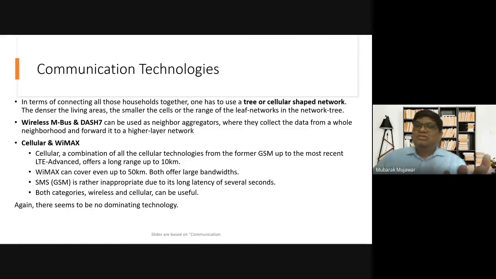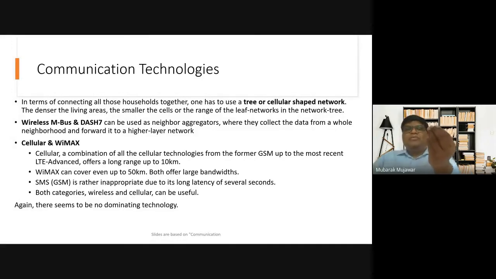Now, cellular technologies, as we know, are a combination of all cellular technologies, right from GSM to 5G, which is coming in the next few months to India. And it can have a long range of up to 10 kilometers. For example, 3G and 4G technologies have very long range. 5G technology may have limited range, but it can be mitigated. WiMAX technology can cover up to 50 kilometers. So it is best suited for big cities and it also offers large bandwidth.